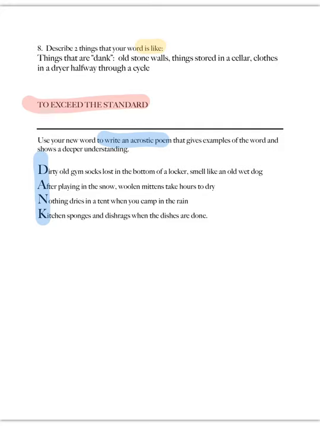So here's an example of an acrostic poem for dank. Dirty old gym socks lost in the bottom of a locker smell like an old wet dog. After playing in the snow, woolen mittens take hours to dry. Nothing dries in a tent when you camp in the rain. Kitchen sponges and dish rags when the dishes are done.